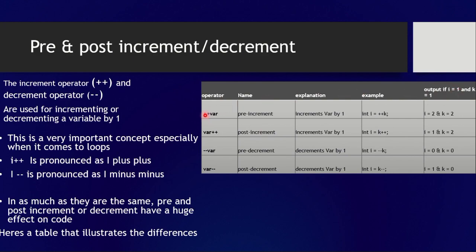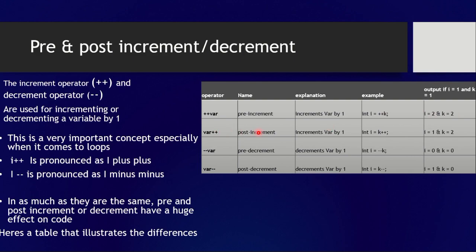So our plus plus variable, this is a pre-increment because it comes before the variable, and increments this variable by 1. Let's just say I is 1 and k is 1, right? If we declare I equal to plus plus k, this plus plus k will say 1 plus k, meaning 1 plus 1, which is equal to 2. And if this 2 is assigned to I, then our output is I is equal to 2, and k is equal to 2, right?